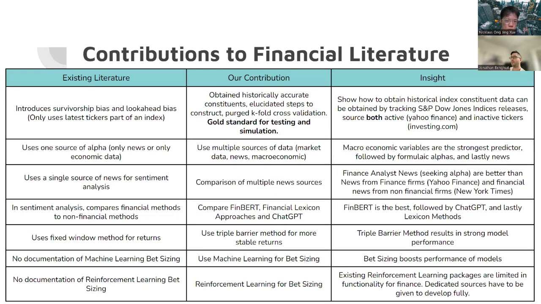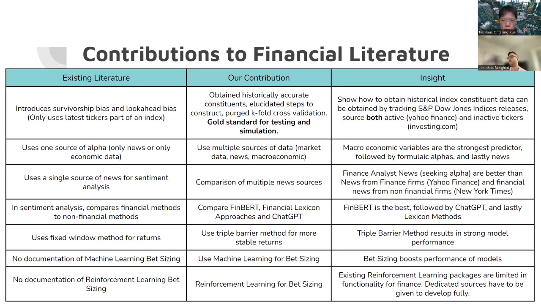These are our contributions to financial literature. First of all, a lot of existing literature introduces survivorship bias and look-ahead bias. Our contribution is to obtain historically accurate constituents, elucidate the steps to construct these constituents, and also use purged k-fold cross-validation. This is the gold standard for testing and simulation.